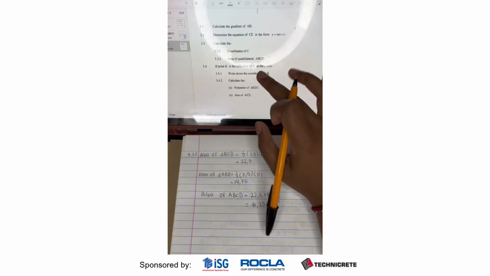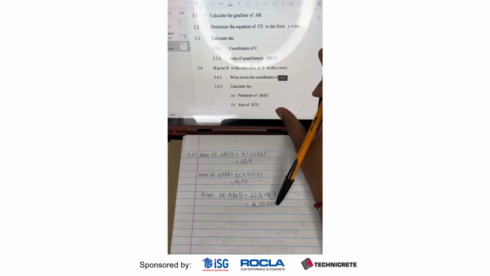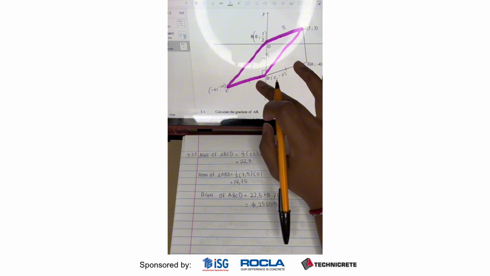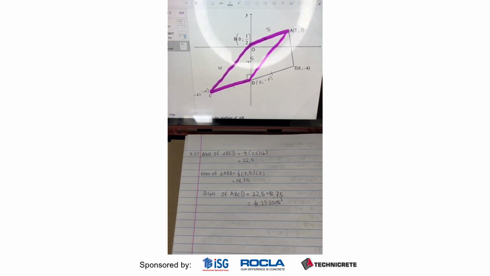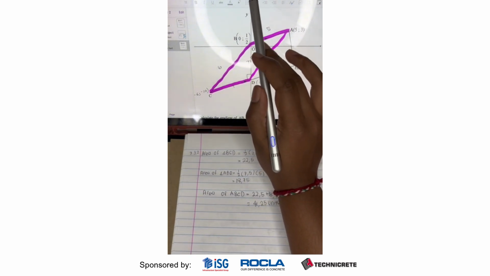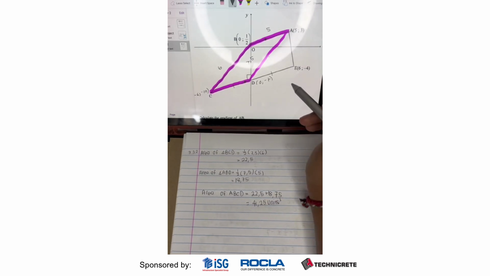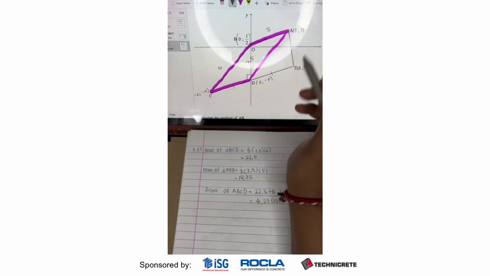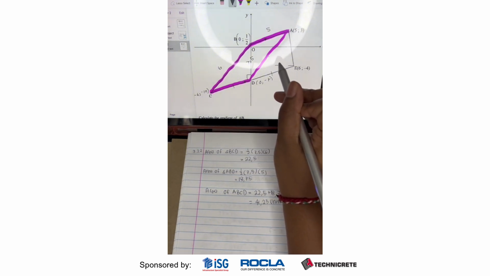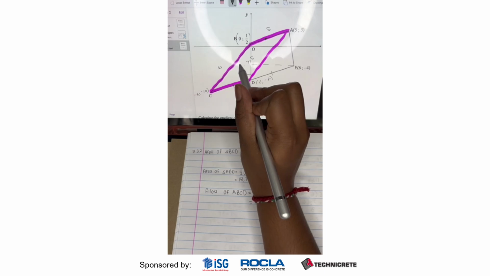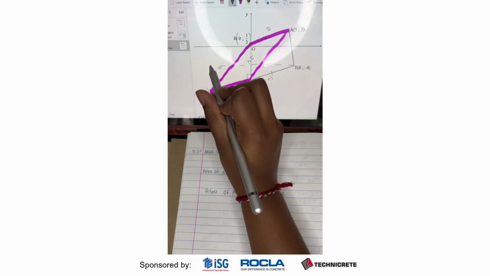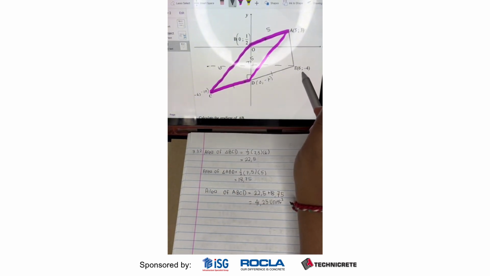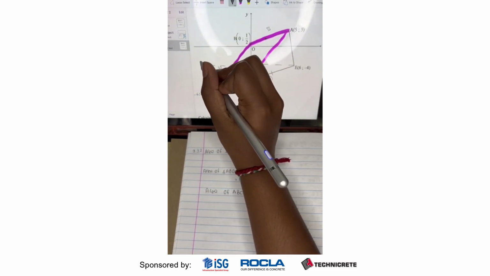Next it says, if K is the reflection of E in the y-axis, write down the coordinates. Okay, so let's go here. You're saying that K is a reflection of E, but only in the y-axis, which means it has the same x-axis value. It's just maybe the sign is going to change. So let's go across. Okay, so E is 6, so it's going to be -6.